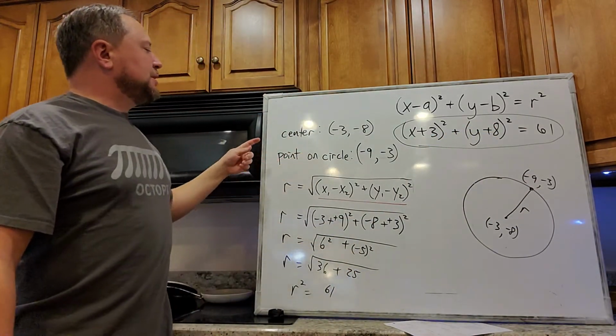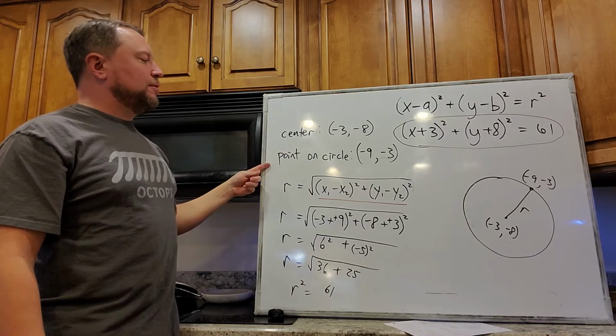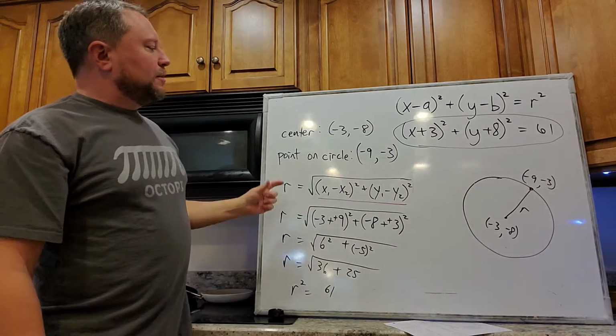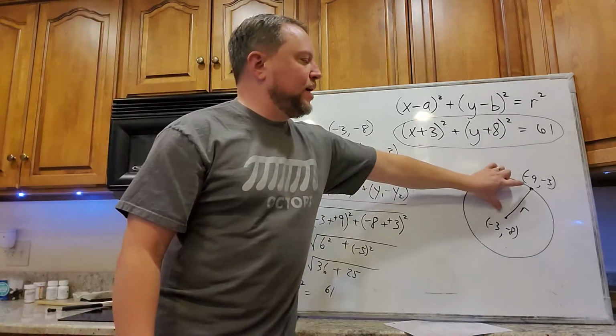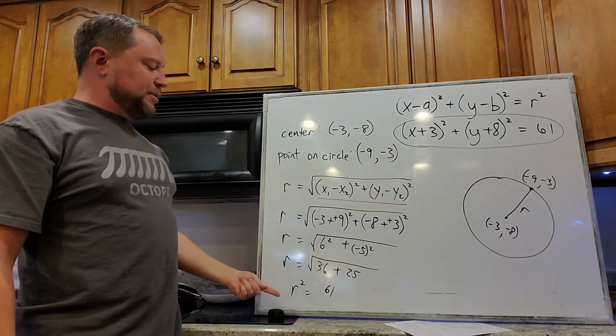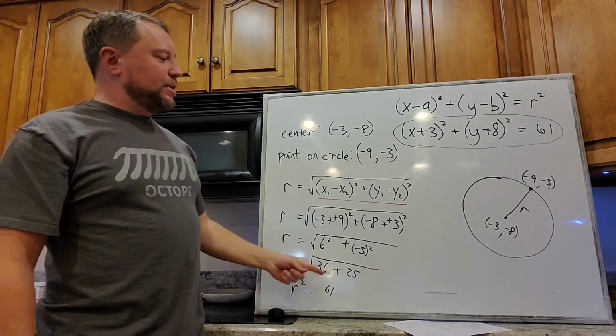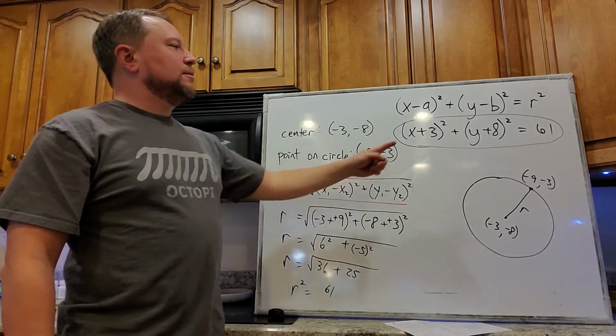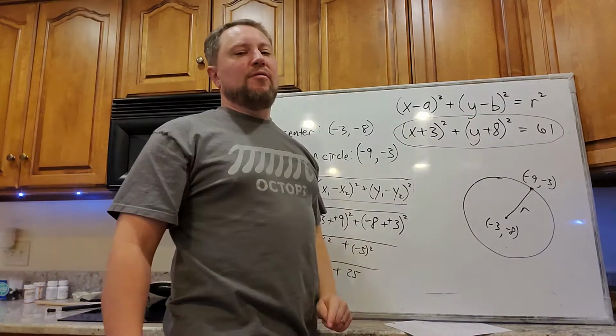So on a problem like this, if they give you the center point and a point on the circle, if you look at our visual over here, those two points would be the ends of a radius. So don't forget, you've got to find the distance from each point to the other to get that radius, and then square that radius when you plug it in over here.